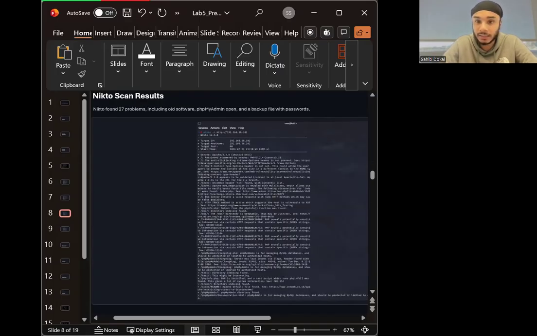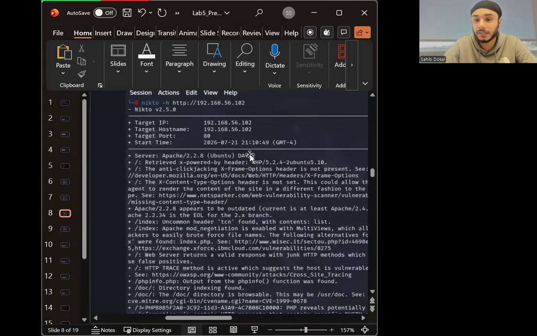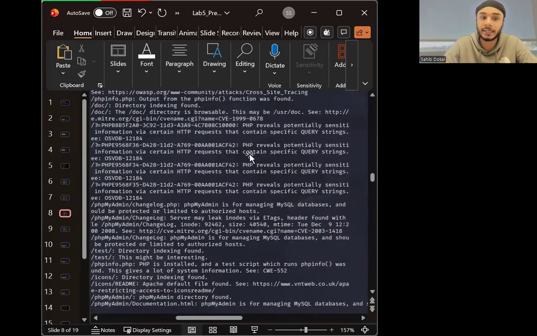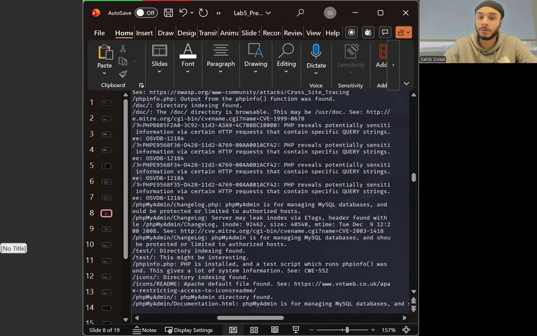And here's the Nikto scan results. Nikto was focused on the web server. It showed 27 vulnerabilities, and it included outdated versions, exposed phpMyAdmin, missing security headers, and backup files containing passwords. These issues increase the risk of web-based attacks.